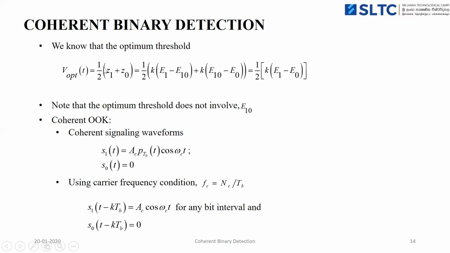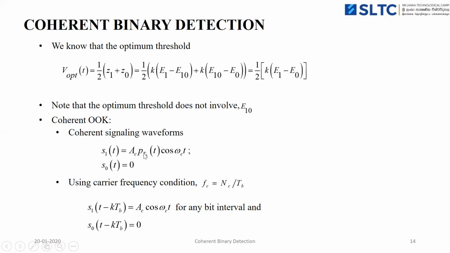So that is the general way of finding the probability of error for coherent binary detection. Now we will take one modulation technique, OOK, on-off keying modulation, using coherent detection. The coherent signaling waveforms for OOK modulation are denoted by S1 of t and S0 of t. Because it is the on-off keying method, whenever the switch is on there is a waveform passing. When the switch is off there is no waveform. That's why the signaling waveform for the off condition is zero. The signaling waveform is available only for the on condition.